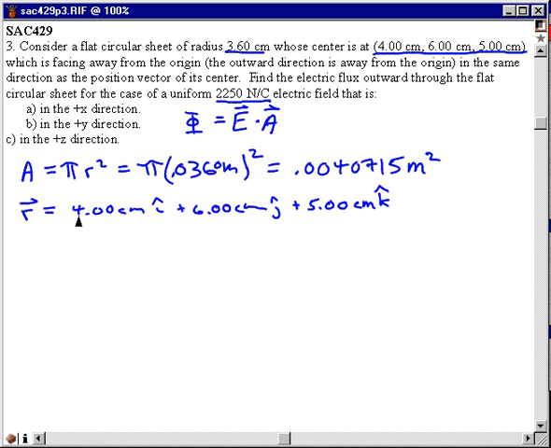What we want to do is find a unit vector in that same direction and then multiply A times that unit vector, and we'll have the area vector that we want: a vector that has magnitude A and is in the same direction as this vector R. The unit vector R hat is equal to the vector R divided by the magnitude of R, where the magnitude is given by the square root of the sum of the squares of the components. I'll call the x component x, the y component y, and the z component z.